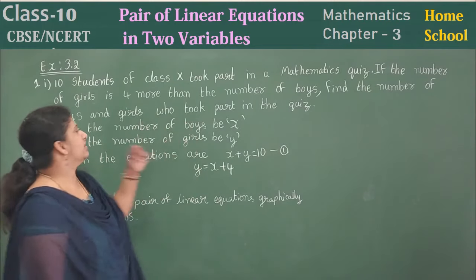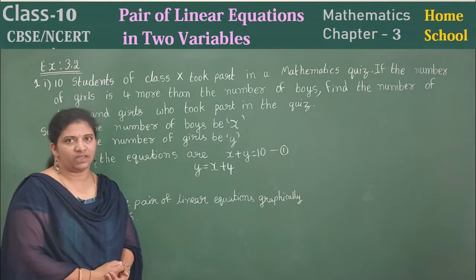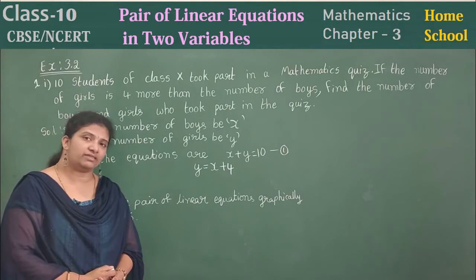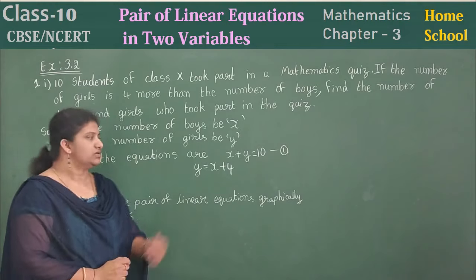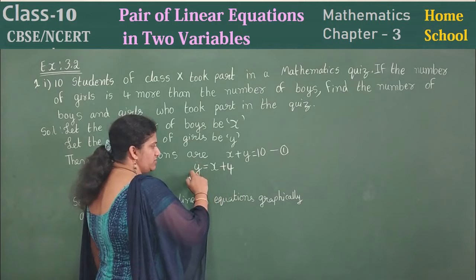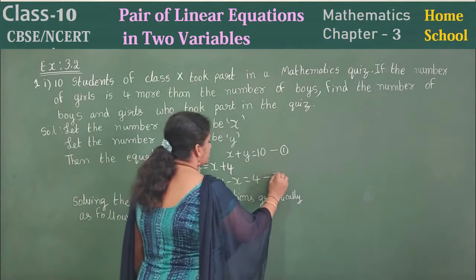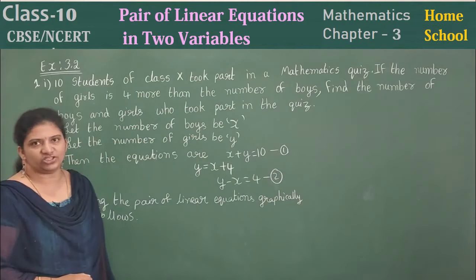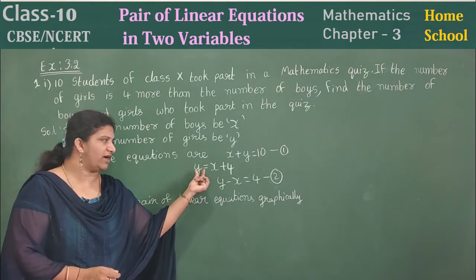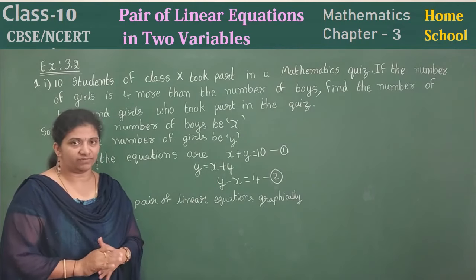Find the number of boys and girls who took part in the quiz. Means you should find your x value and y value by which method? By graphically. So now this is your equation 1. If you want, you can bring this one this side also children. That is y minus x is equal to 4, your second equation. In this way you can write, or for graphical representation you need only y equal to, right? So as it is also you can take. Any way is comfortable children.